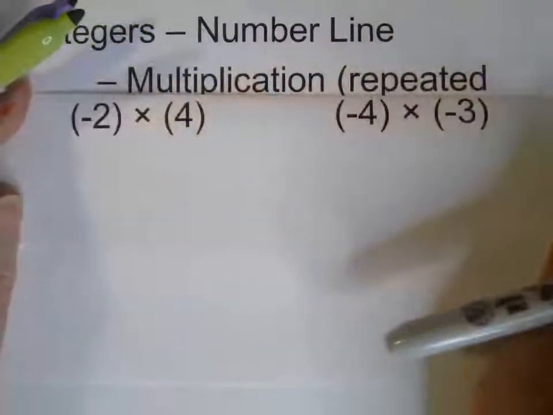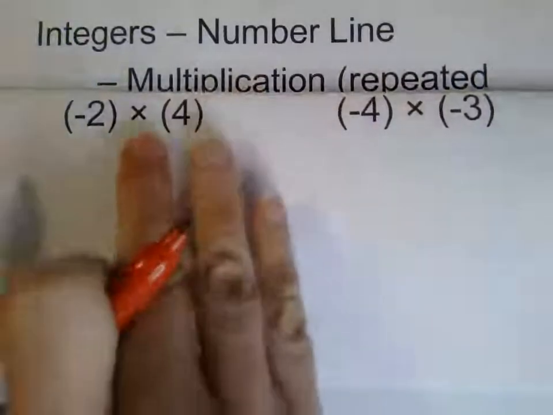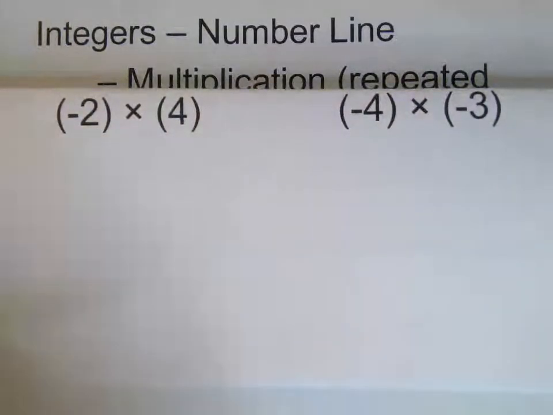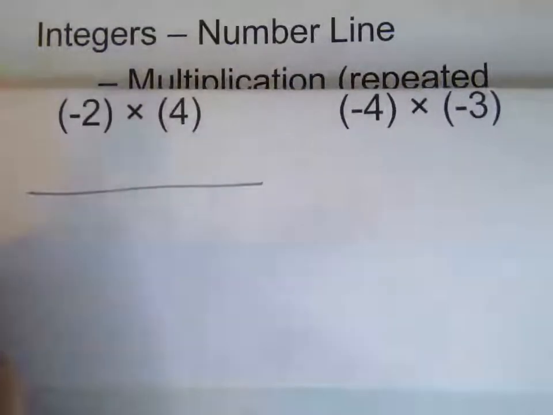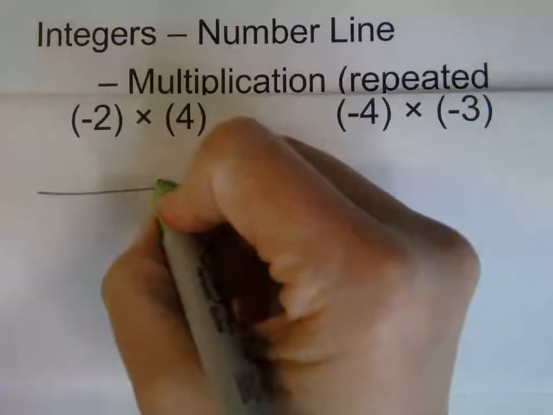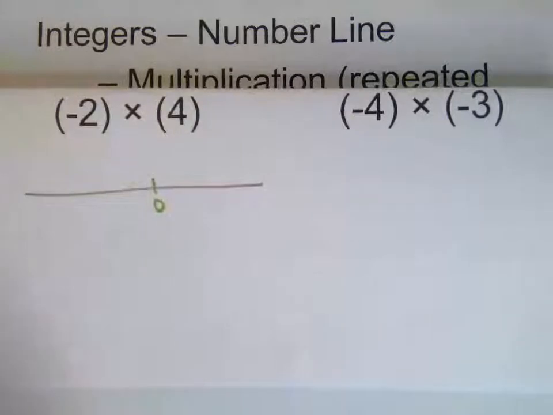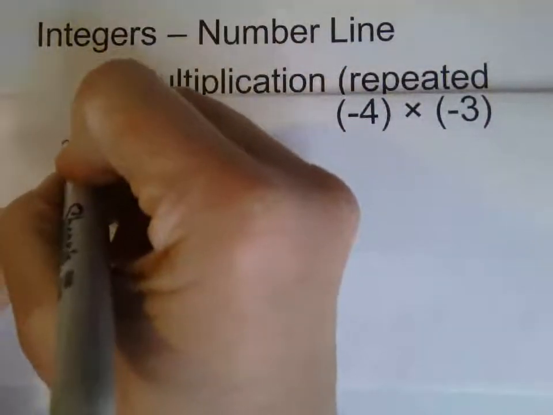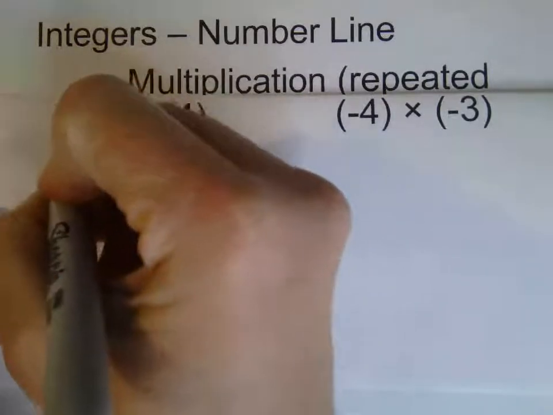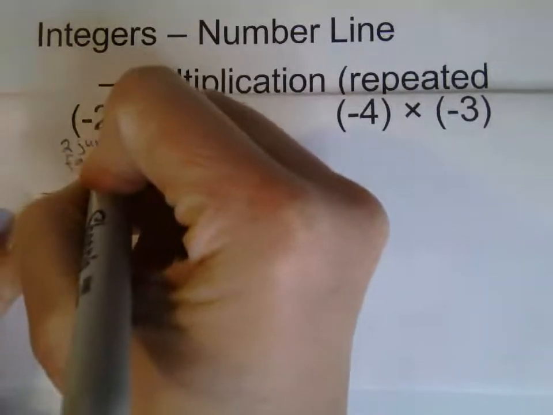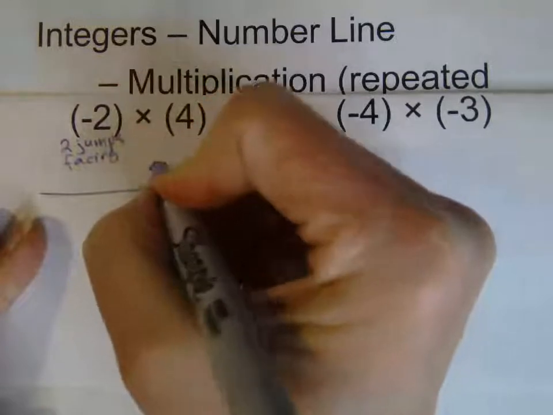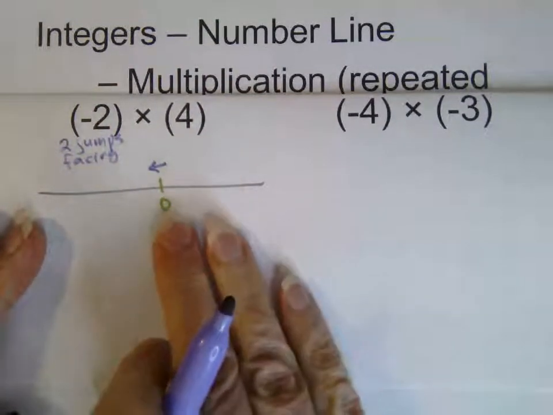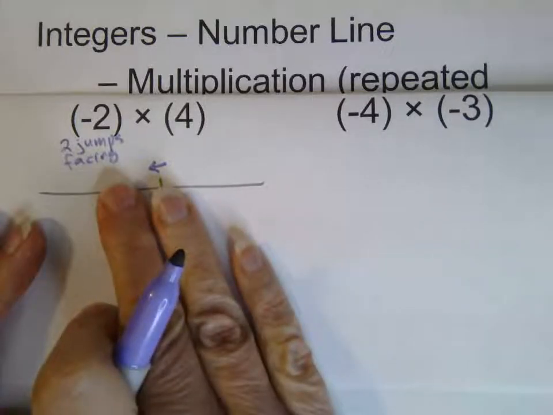Ooh, negative 2 by 4. We could use the commutative property of multiplication and switch that, but let's try our start at 0. We always start at 0. And now that first number being negative means we're going to do 2 jumps, but we're going to be facing this way, facing the negative direction. So we start facing that direction at 0, and we're going to do 2 jumps.